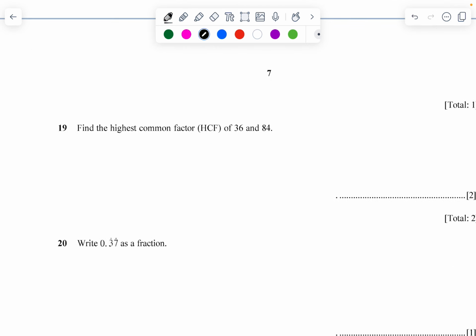Find the highest common factor between 36 and 84. 36 can be written as 2 times 18. Again, 18 can be written as 2 times 9. Then again, 9 can be written as 3 times 3. So therefore, 36 will be 2 times 2 times 3 times 3.